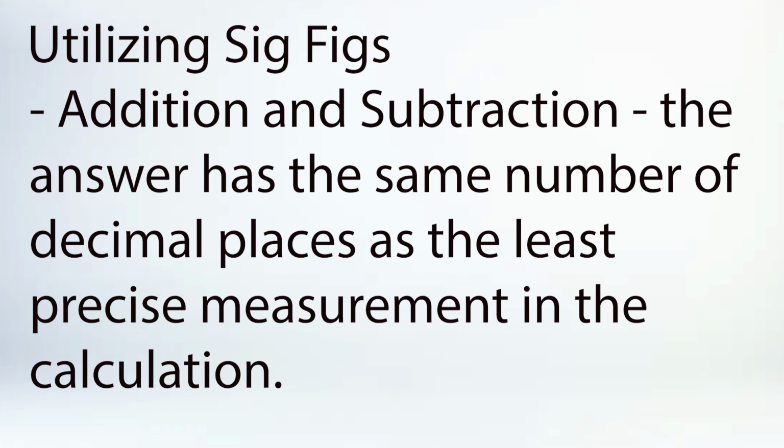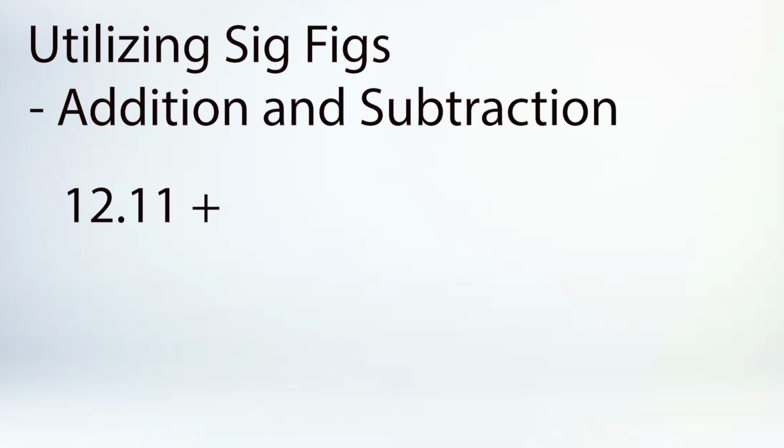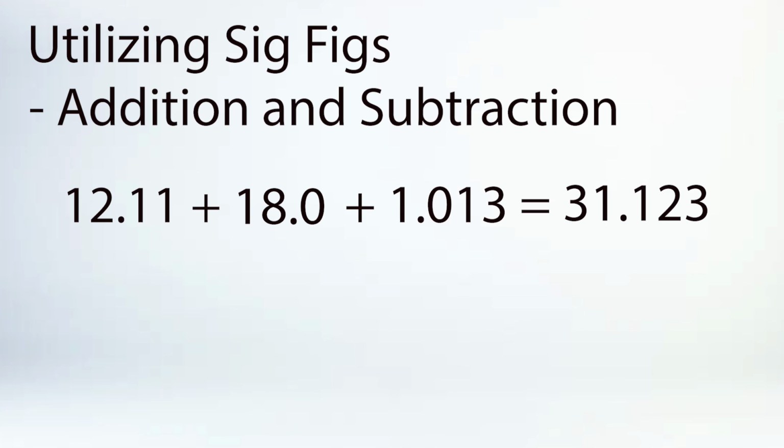Lastly, for addition and subtraction. In addition and subtraction, the answer has the same number of decimal places as the least precise measurement used in the calculation. For example, if we try to find the sum of 12.11 plus 18.0 plus 1.013, that would come out to equal 31.123. The correct answer here is 31.1. Since 18.0 has only 1 decimal place, we have to round our answer to match that.